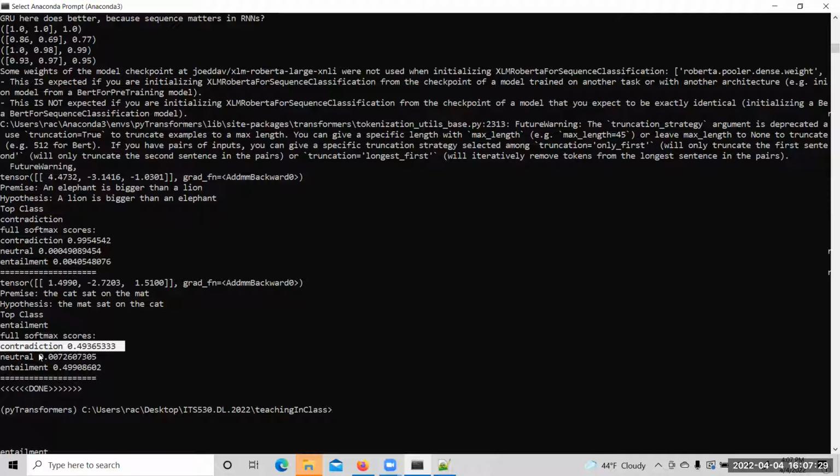Yes. Does this make sense? Are there any questions or thoughts? Would you agree with these results? I mean, I agree with the first one, and I can understand why the second one is as it is. Yeah, an elephant is bigger than a lion is bigger than an elephant. The cat sat on the mat sat on the cat.